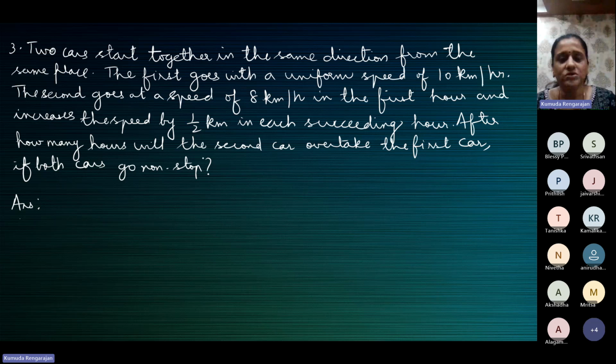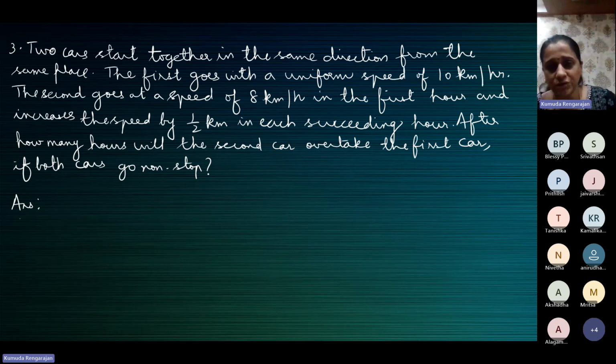So here also the equation in words is, in order that the second car overtakes the first car, first they must match the distances, right? The distance covered by the first car and the distance covered by the second car should be the same. And then the second car, because it's increasing its speed by half a kilometer every hour, first the distance covered by the two cars will be the same. And after that point, the second car will overtake the first car.